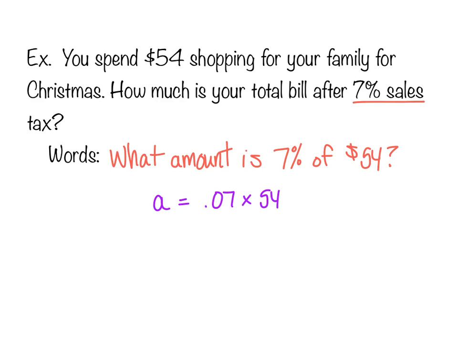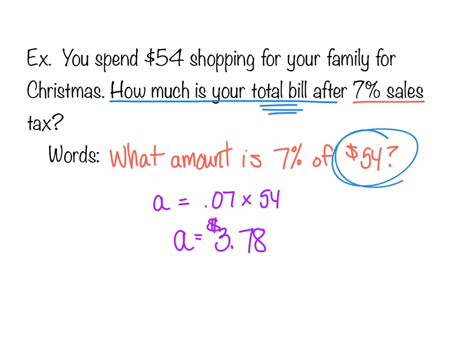So we grab our calculator. A is already solved for, so we just have to multiply 0.07 times 54, and that gives us, for A, $3.78. That's the amount we're going to pay on sales tax. But the question doesn't say how much tax are you going to pay. It says how much is your total bill. Okay, well, I'm going to pay $54, right? And then on top of that, we're going to pay an extra $3.78 for tax.